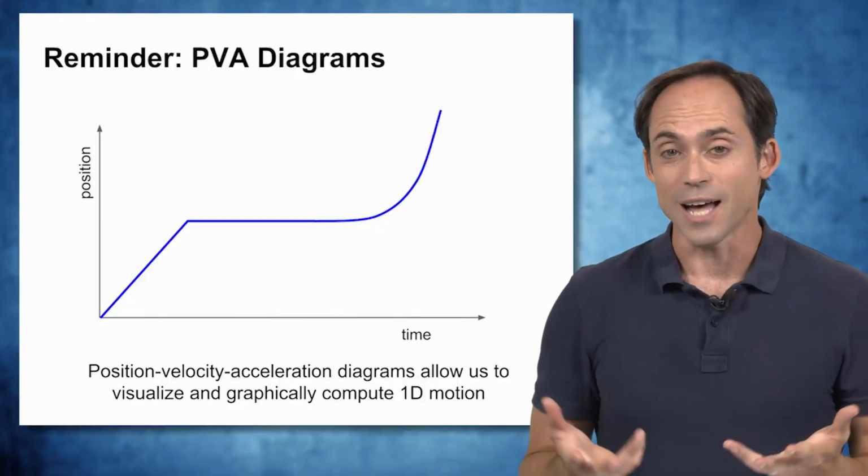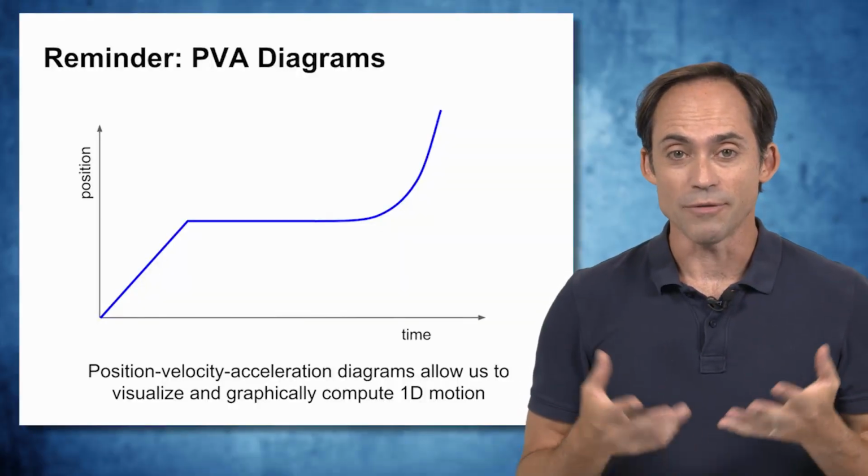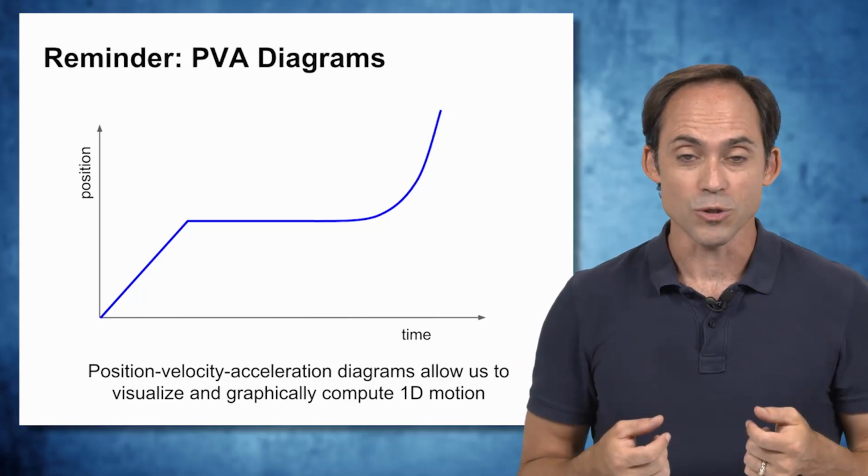Hi everyone, I'm Professor Burgasser, and in this video we're going to be talking about energy diagrams, which is going to be our energy equivalent to the position, velocity, and acceleration diagrams we looked at back in our kinematics section. If you recall, we use these diagrams to analyze the 1D kinematic motion of an object.